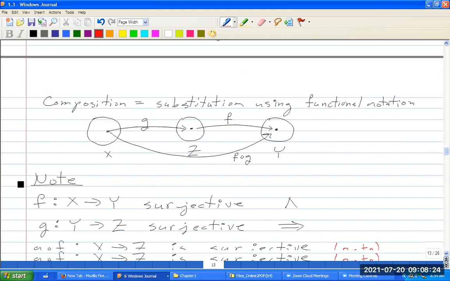So again, composition is just substitution using functional notation. And so if G maps X to Z and F maps Z to Y, then the mapping of X to Y is denoted by F composed with G.